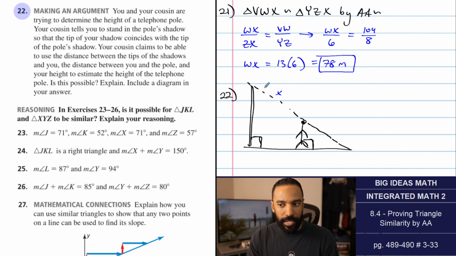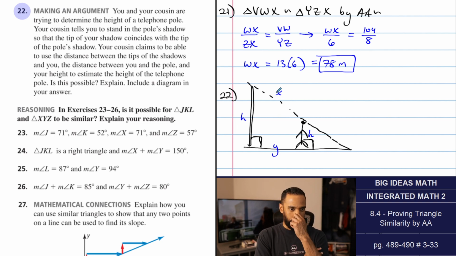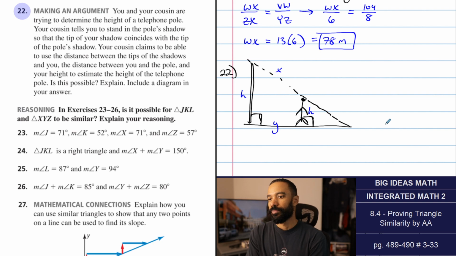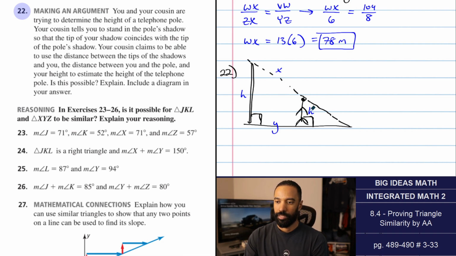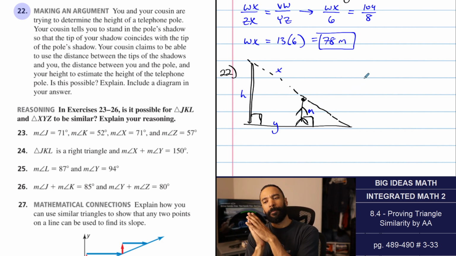Your cousin claims to be able to use the distance between the tips of the shadows and you, the distance between you and the pole, and your height to estimate the height of the telephone pole. Is this possible? Explain. Include a diagram in your answer. So I already drew the diagram. I don't want to call these both H. I'll call it M.